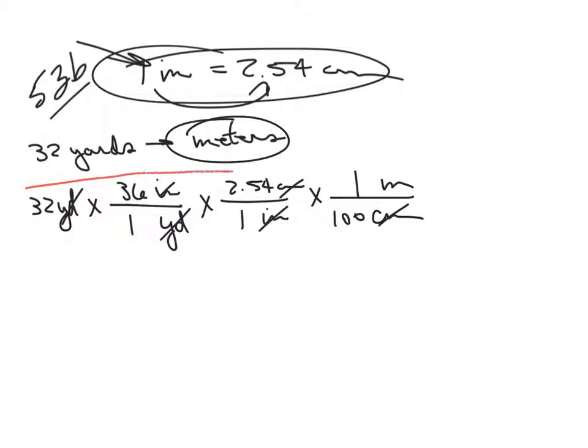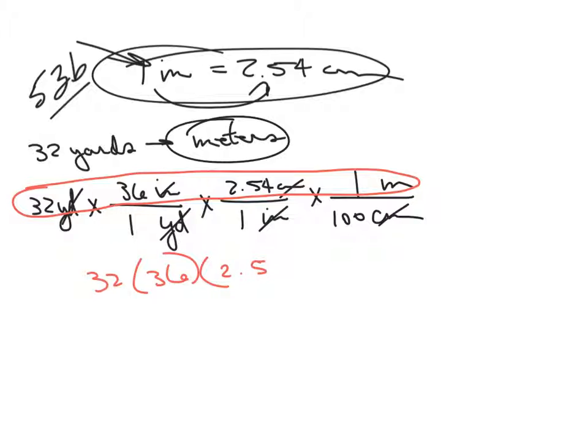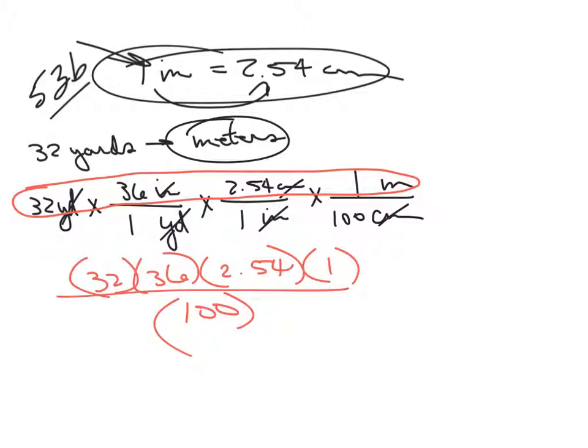So now we multiply everything on the top, and everything on the bottom. So we have that big old long thing there: 32 times 36 times 2.54 over 100. And at this point, we're just going to leave that. You can go ahead and multiply that out, but I don't need to show that because you can do the rest from there. Alright, so let's look at another one.